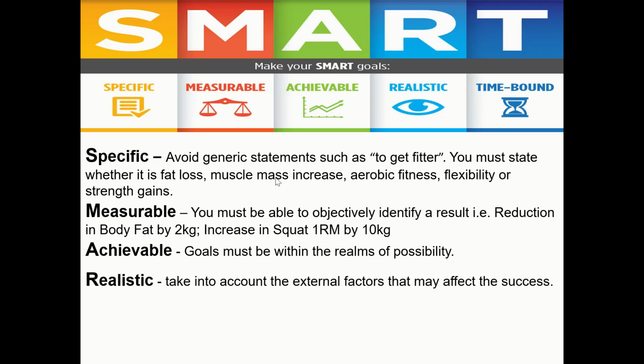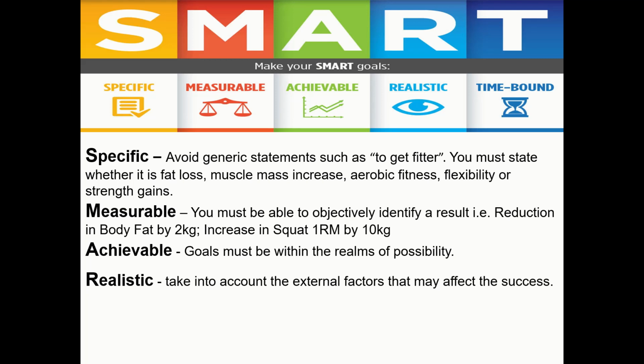Realistic, here we've got to take into account external factors that may affect the success. As before, we were talking about the client's barriers to participation, things like motivation, time constraints. So of course, the goals that we set need to take those barriers into consideration, especially if it's family commitments or something where they can't be training more than 3 times a week, and therefore the fitness goals that we set must be realistic in order to achieve over a certain time frame.